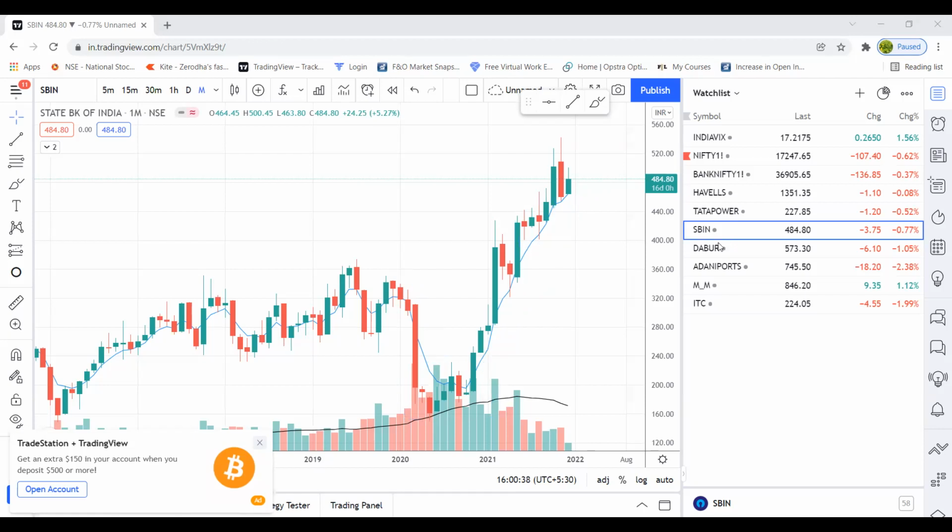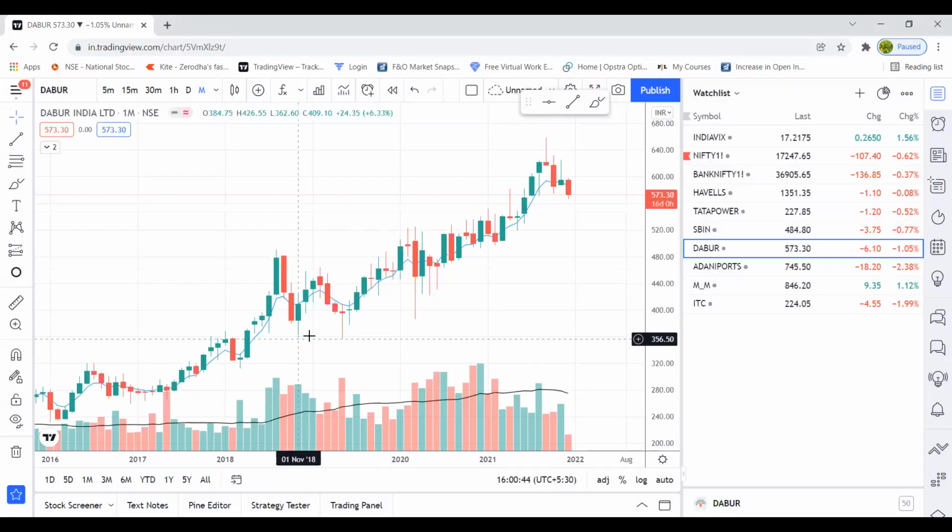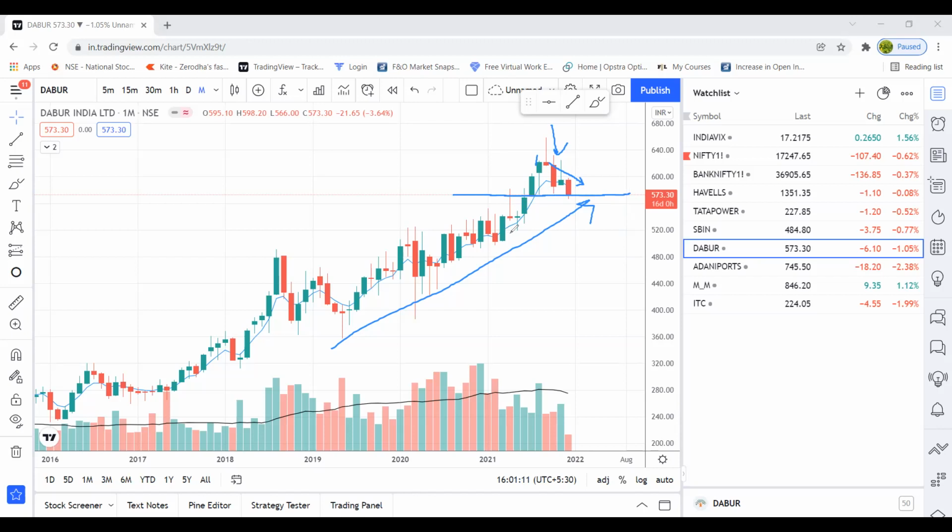Next, we will look at Dabur. So stock Dabur is pretty much in a good trend. If we observe, it's in an upward trend, but here we can see that there's a price rejection from up, that is the 640, 650 level. There's a rejection downwards, and here you can see that there is a decline in the price. So next, if it breaks this line, the stock price can come down to the 520 level.